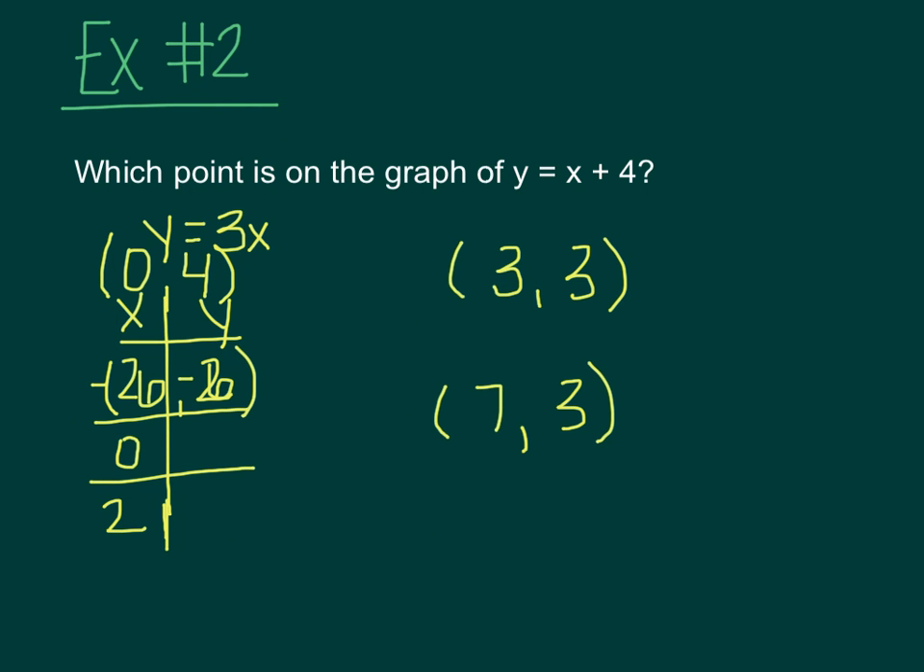Example 2. Which point is on the graph of y equals x plus 4? Now this is actually easier than it seems, and you are going to see this on the test. So all you have to do is look at these values and plug in the numbers for x and y and see which one makes sense. Remember, your first number is the x and your second one is the y. So I'm going to put just a little x and a y over all of our numbers so we don't forget.